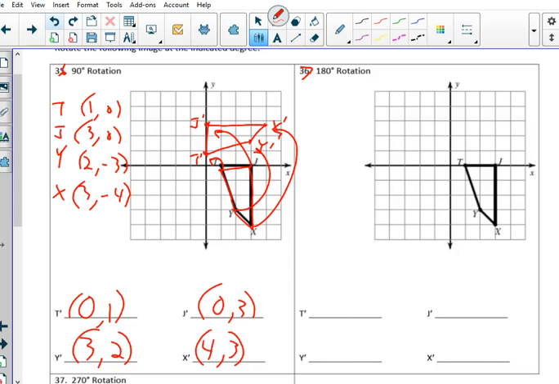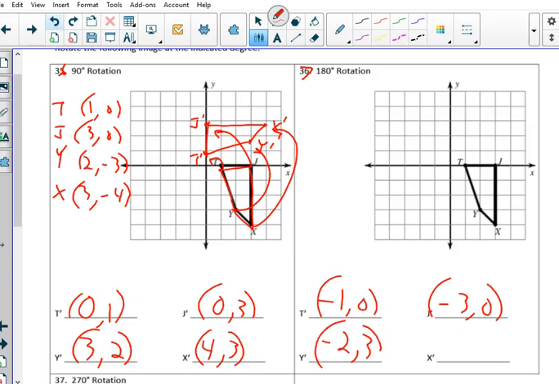We're just going to take the opposite of X and keep Y the same. So we had 1, 0, it's going to be negative 1, 0. And instead of 3, 0, it's going to be negative 3, 0. For 2, negative 3, it's going to become negative 2, positive 3. In other words, everything's becoming its opposite.